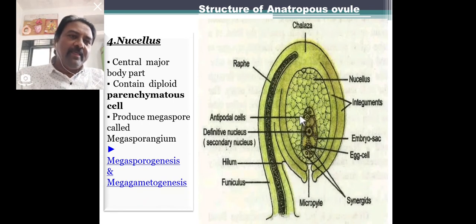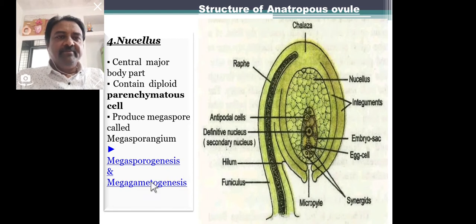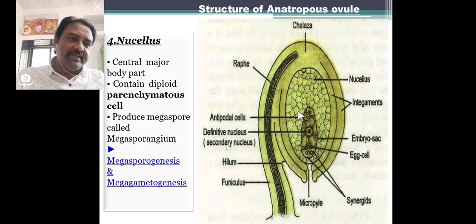Also, after megasporogenesis, the functional megaspore is converted into the embryo sac or female gametophyte. That is, both processes, megasporogenesis and megagametogenesis, take place inside the nucellus.